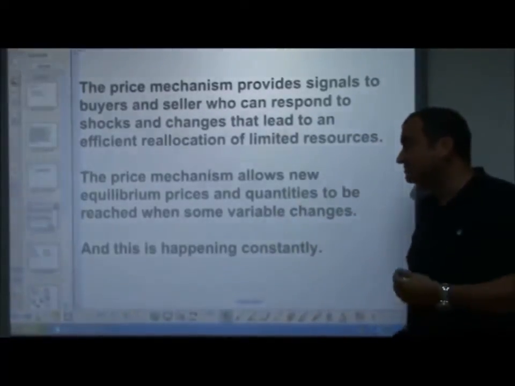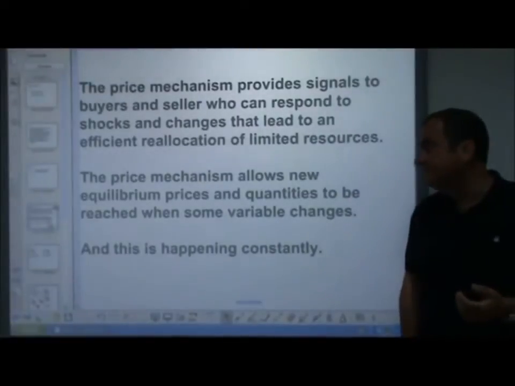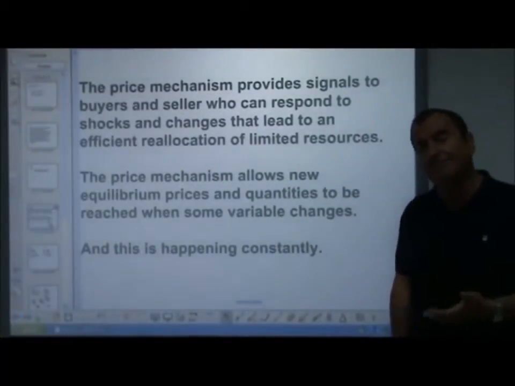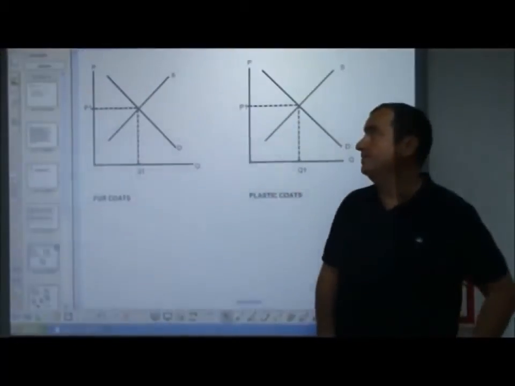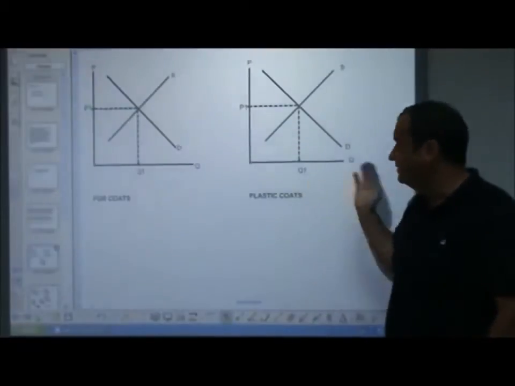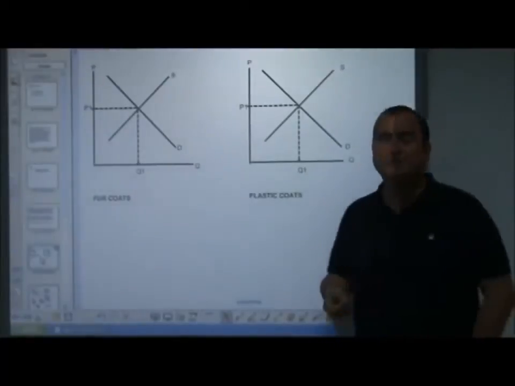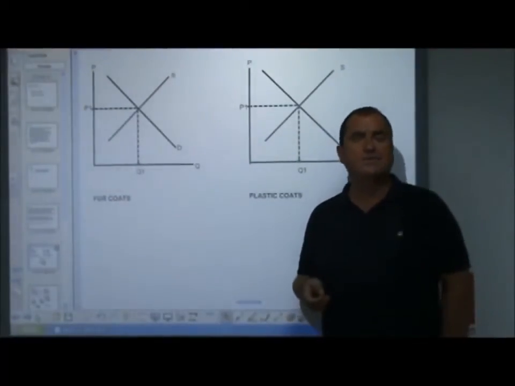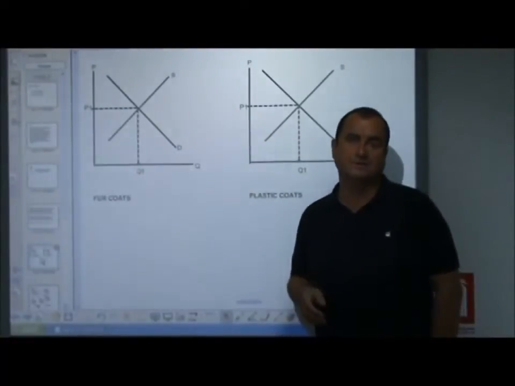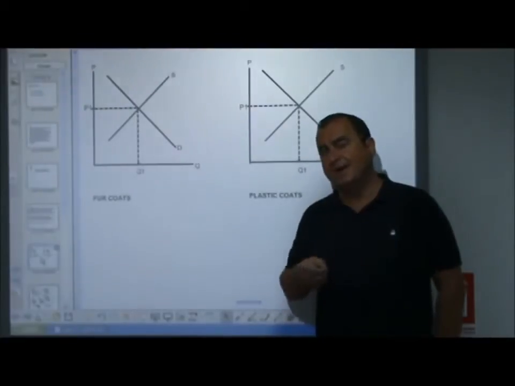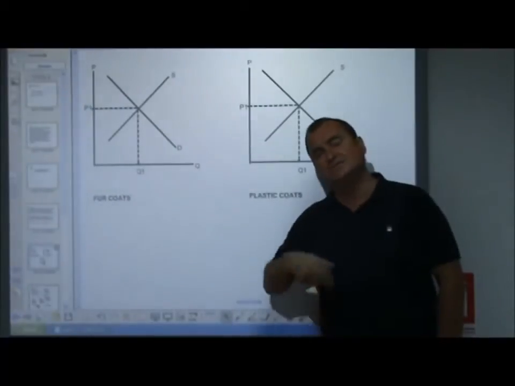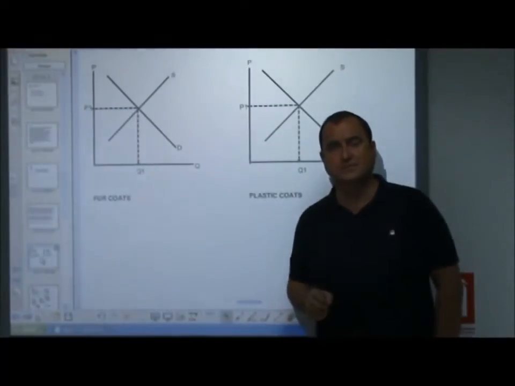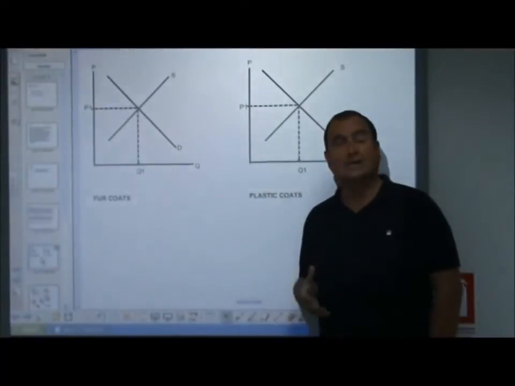The price mechanism allows new equilibrium prices and quantities to be reached when some variable changes, and it's happening constantly. It's happening all the time. But let's look at one simple example. Here we have the market for fur coats, and here we have the market for plastic coats. Both the markets are in equilibrium, and they both have an equilibrium price of P1 and a quantity of Q1 in their respective markets. Now something changes. Perhaps it's a demand side factor, perhaps it's a supply side factor, but something changes and that leads to the reallocation through the price mechanism of resources in this small economy.